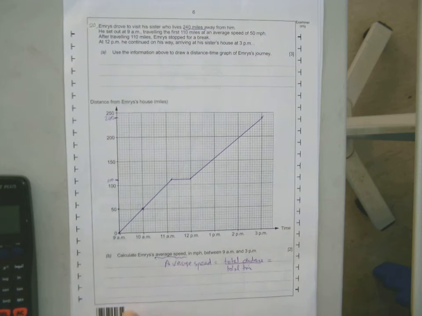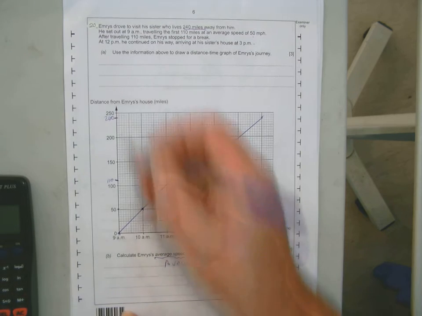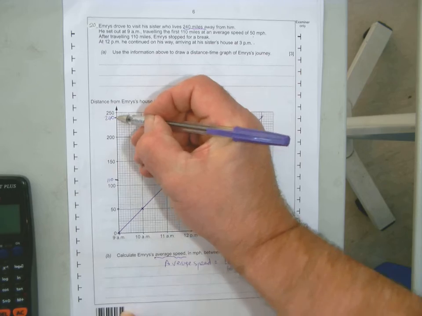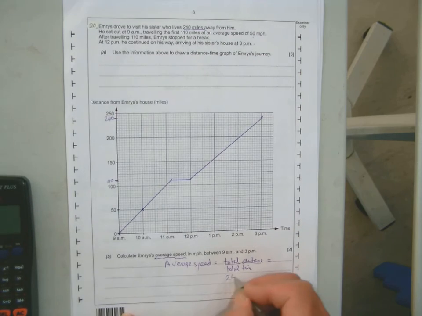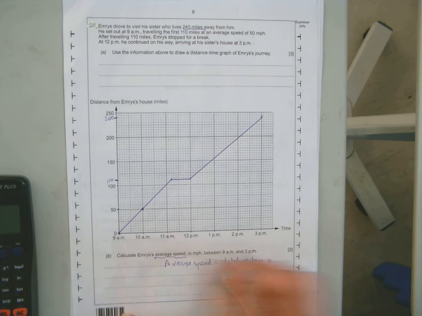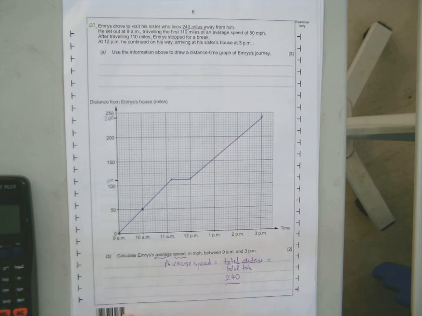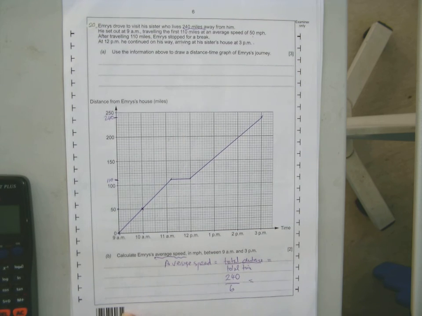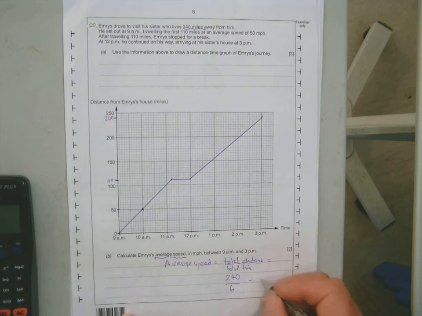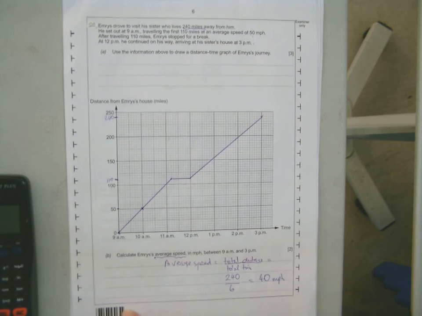Now then, the total distance that Emrys has travelled is 240 miles. And the total time he's taken from 9 o'clock to 3 o'clock in the afternoon, 1, 2, 3, 4, 5, 6 hours. So 240 shared by 6 is 40 miles per hour.